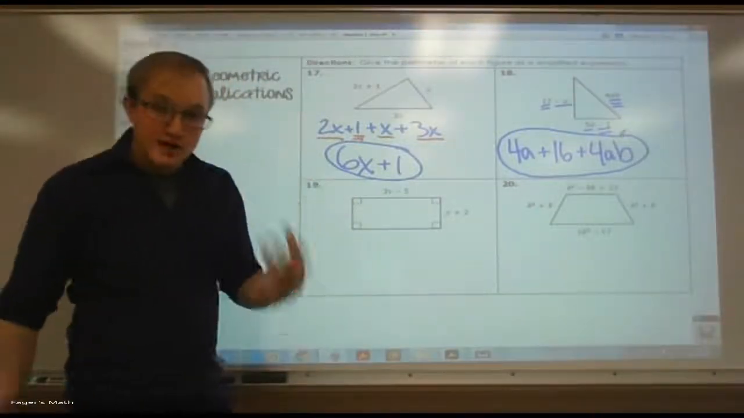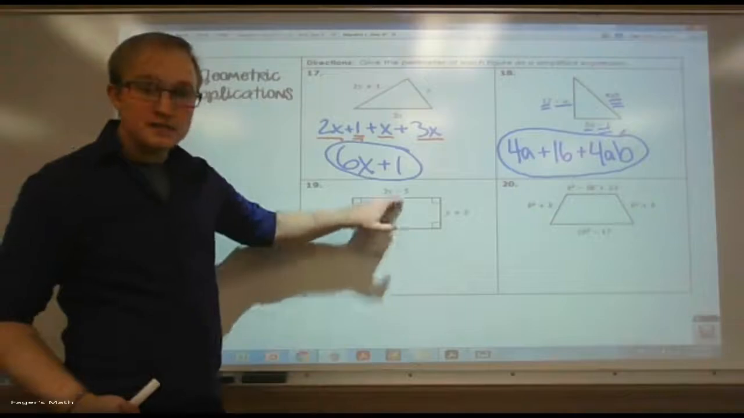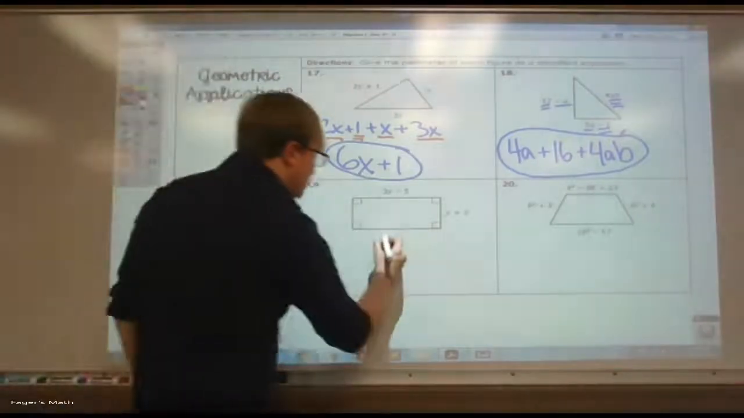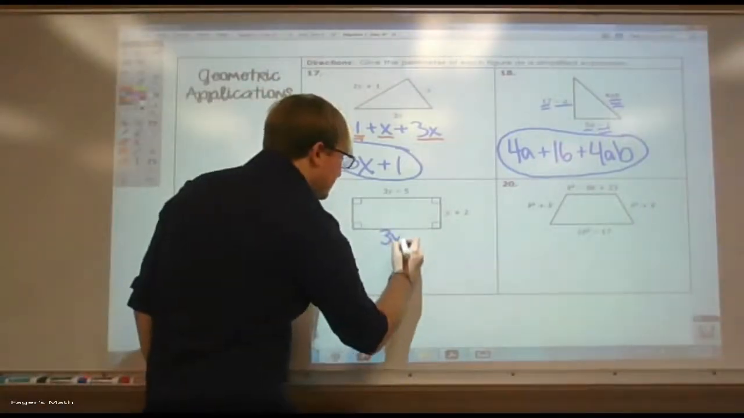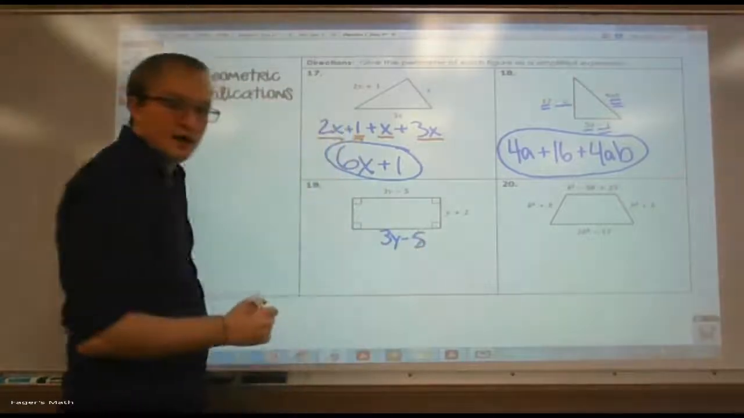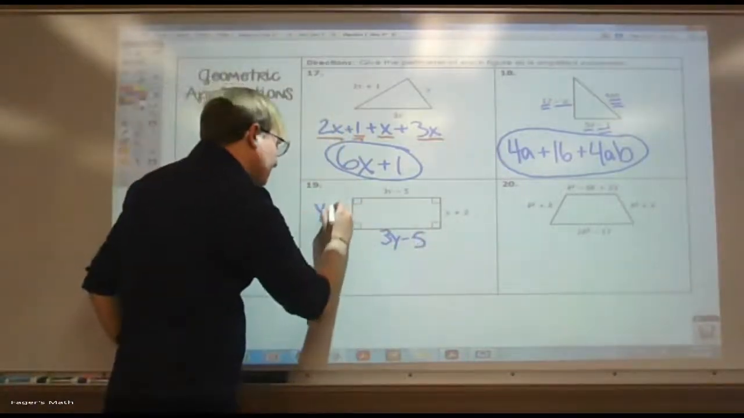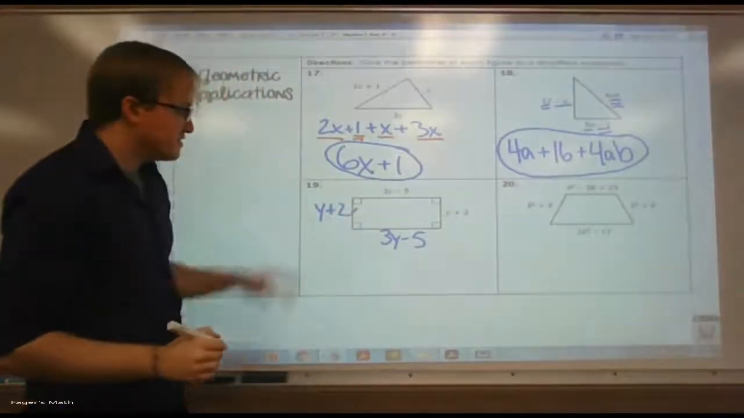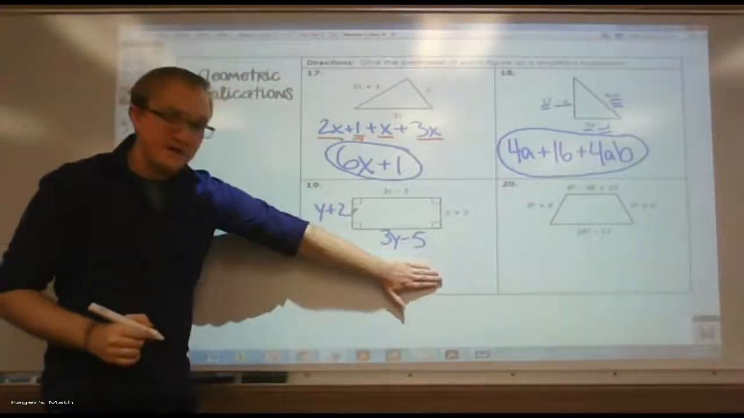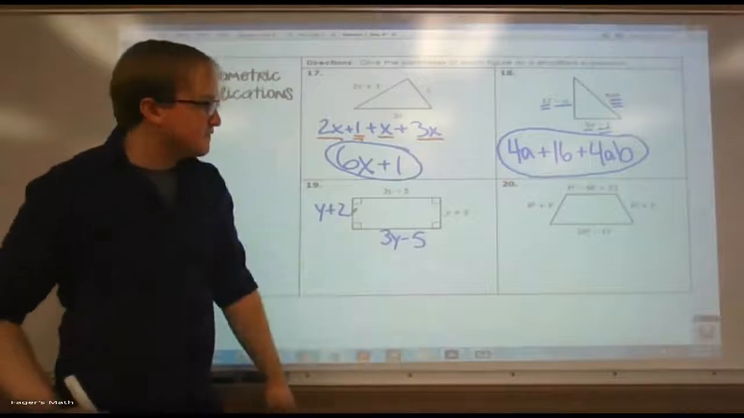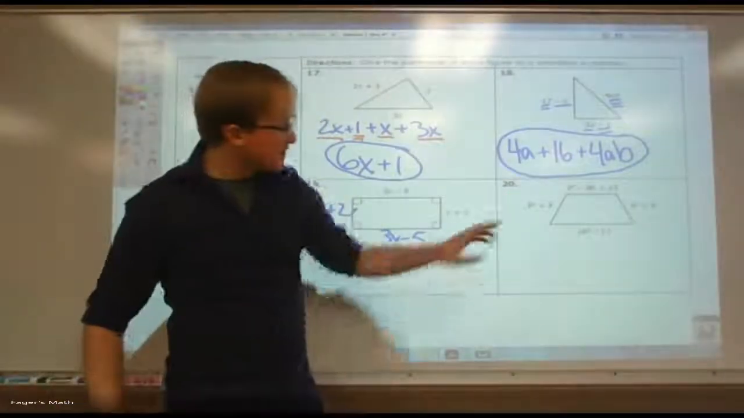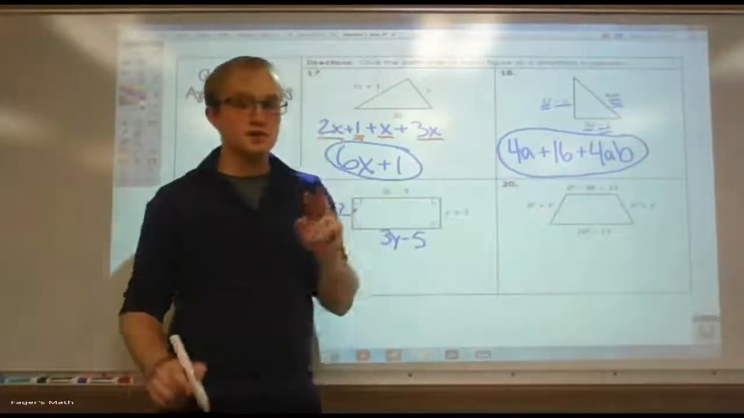All right? You're going to do the same thing with these. Remember, when it comes to a rectangle, the opposite sides are equal. So let me go ahead, just clarify. That means this side is 3y minus 5. And it means that this side, opposite from this side, is y plus 2. Right? Then you're just going to add all those up, and you're going to get your simplified expression here. As for 20, make sure you notice that there's k squareds and there's k's. Don't get the two mixed up.